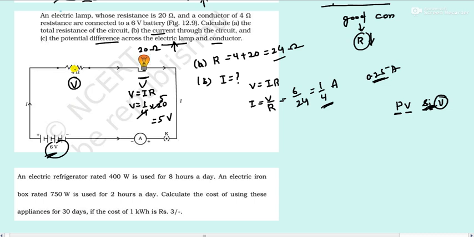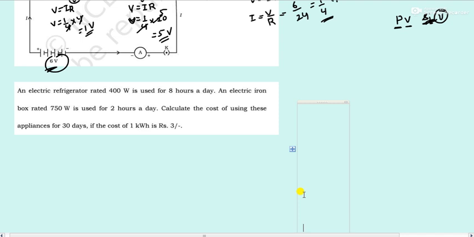And in this lamp, sorry, this conductor, V is again IR. Therefore V will be what? I, this is not V. Yeah, V. Okay, V is 1 by 4 into R. R is 4. So this is 1 volt. That's all. Understood? It's very simple. You can easily solve them if you understand the concept.